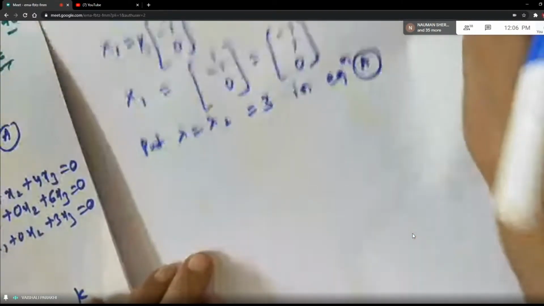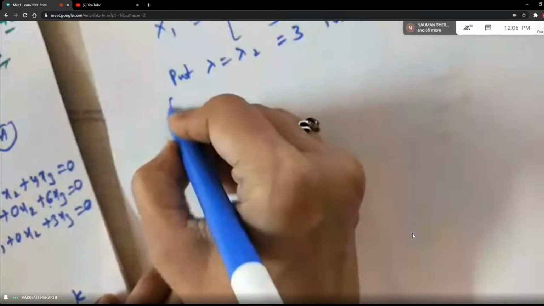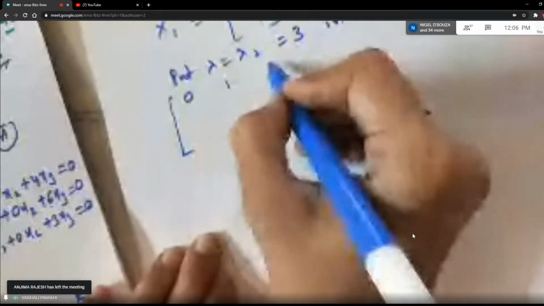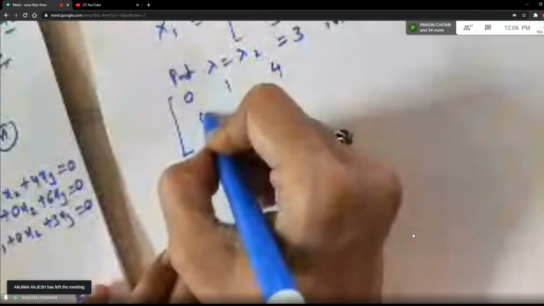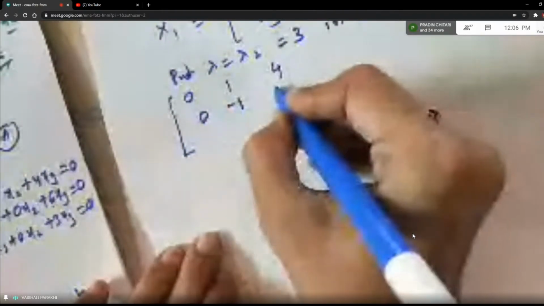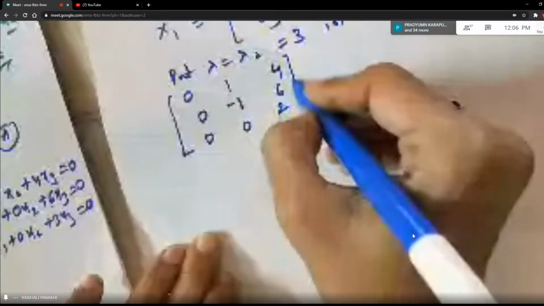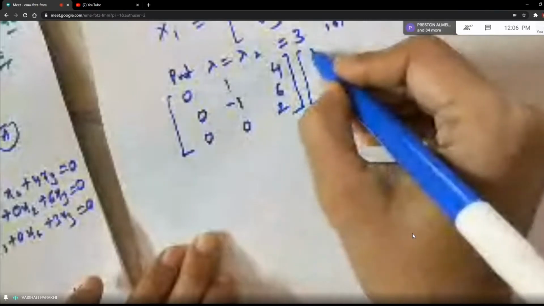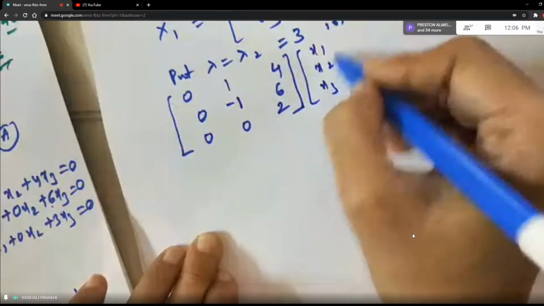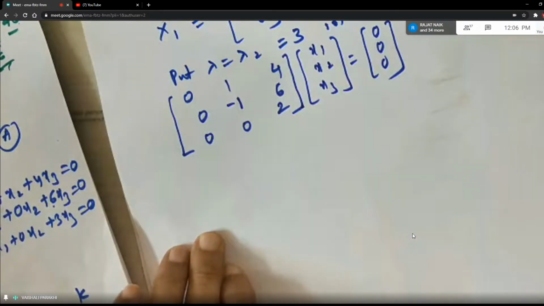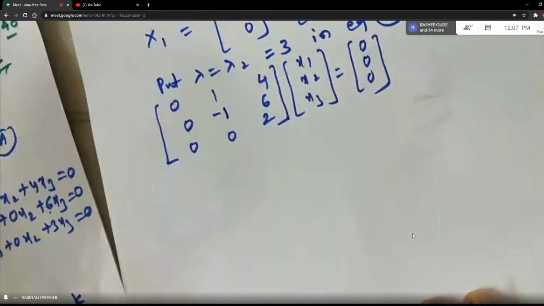Okay. So let us write this. Three minus 3 is 0. Then 1, 4 will remain the same. Then 0 will remain the same. 2 minus 3 is minus 1. 6. 0, 0. 5 minus 3 is 2. Tell me if I'm going wrong anywhere, because a single sign mistake will give you a wrong answer. Okay. So this is your equation.